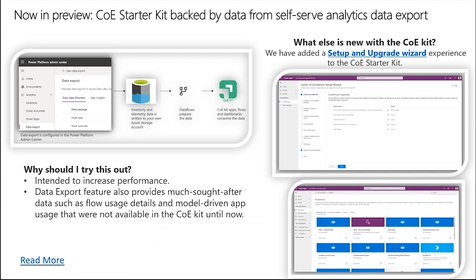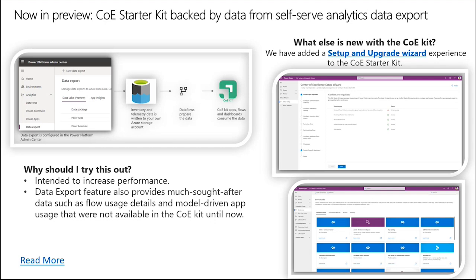All right, up next is some announcements around the Center of Excellence Starter Kit. So the Center of Excellence kit has been available for some time. With this update, the COE Starter Kit can use data provided by the data export feature as a foundation for inventory and telemetry. So you can export Power Platform information and usage data directly to Azure Data Lake storage using the data export feature in Power Platform Admin Center.